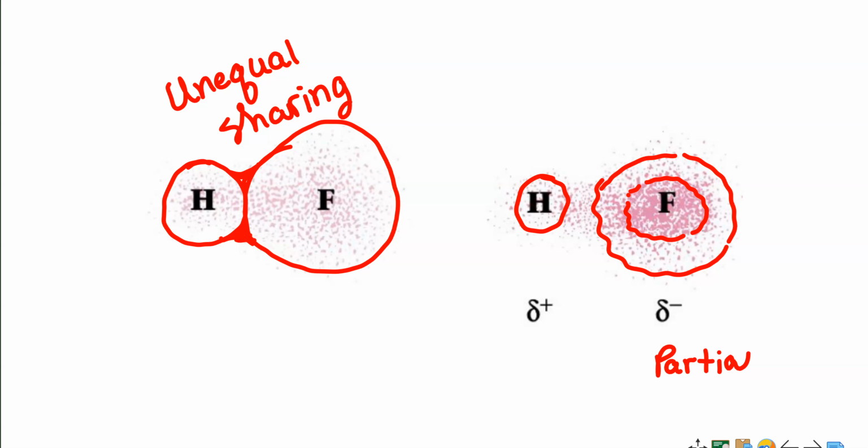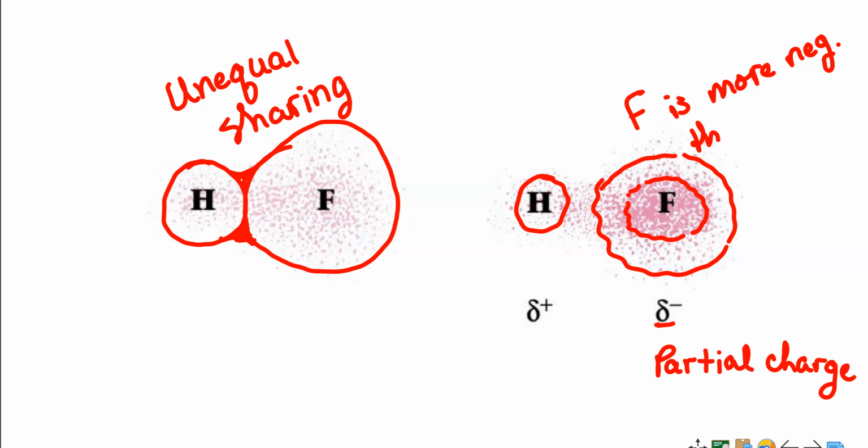We show that the electrons are spending most of their time over by fluorine with this little lowercase delta right here. This lowercase delta with a negative stands for partial charge, or partial negative charge. What that means is that the fluorine is more negative than the hydrogen. I'm just going to write more negative than the hydrogen, because the electrons are spending more time over there.